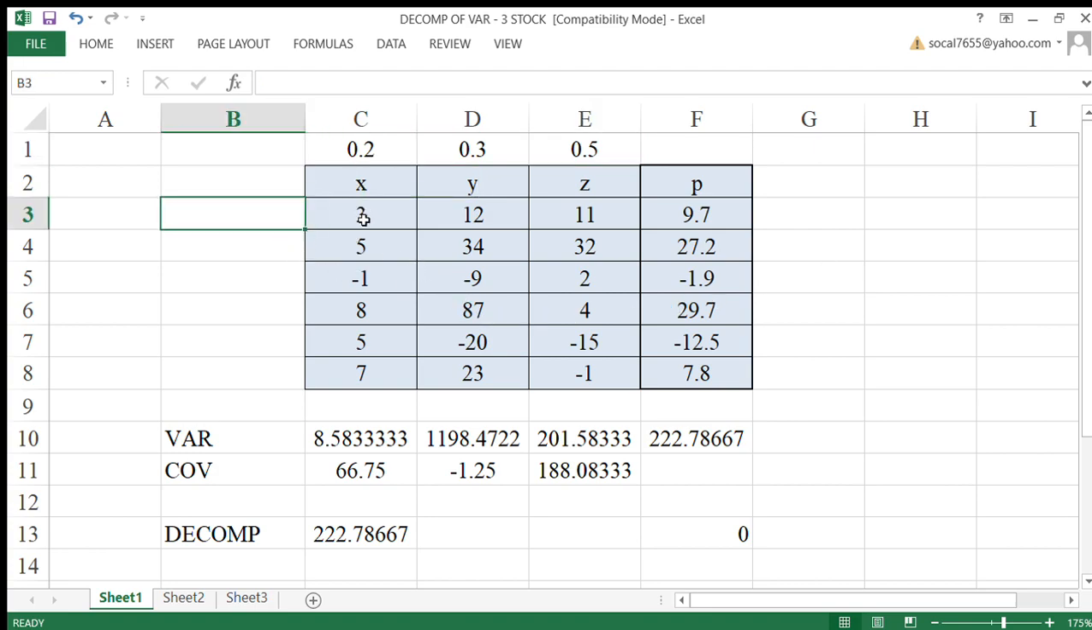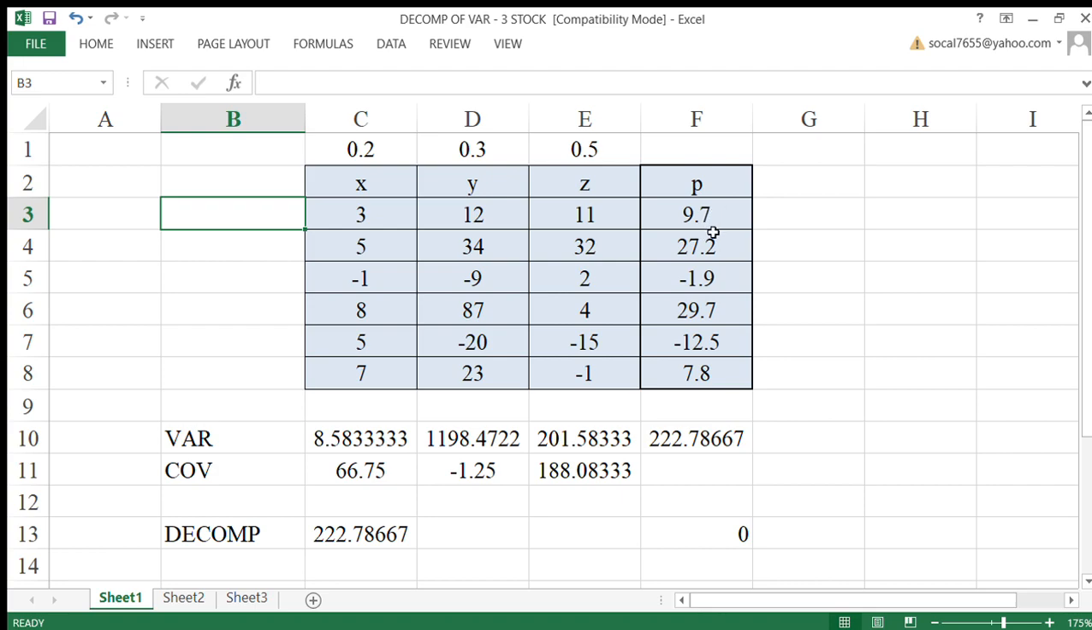And these 6 rows are showing the returns earned in a given period for X, Y, and Z, HPRs. Okay? For example, in the first period, X earned 3%, Y 12%, Z 11%. Over here under P for portfolio, what I'm showing is if we had a portfolio comprised of 20% X, 30% Y, 50% Z, what our portfolio return would have been.